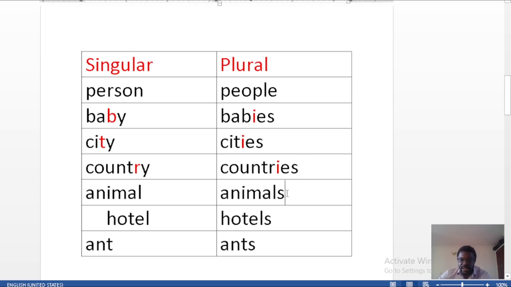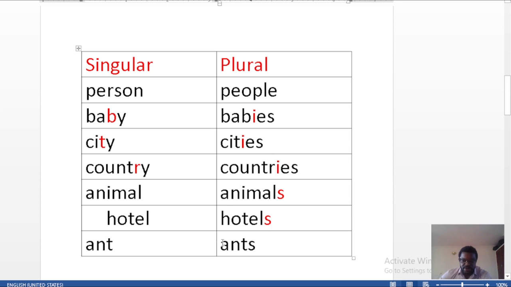You see animal. Animals. You just add S. That is the usual thing that we do, by just adding S to the noun. You see? Here you have hotel, hotels, because it did not end with Y. But those that end with Y like this, baby, city, and country, look at how we do them. It's important you know this, okay?